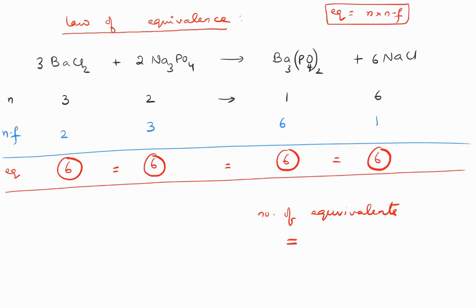So using this concept, you can solve sums very easily now. For example, if I ask you, how many moles of H2SO4 are required to completely neutralize 2 moles of aluminum hydroxide?